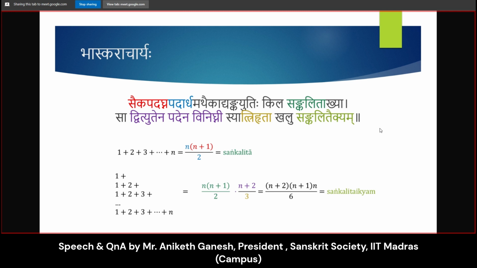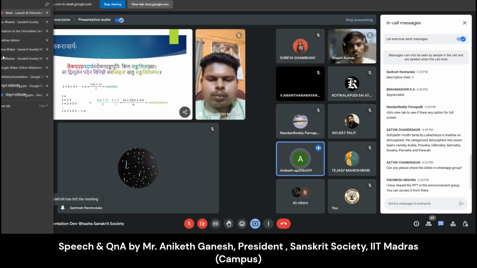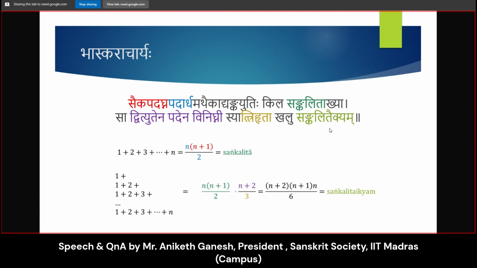This same Sankalita that we have obtained, Sa Dviyutena Padena Vinighni. That Sankalita which you obtained, multiply with Dviyutena Pada, that is pada added with 2, multiply it with n plus 2. Trihrita means divided by 3. This is called Sankalitaikyam, the Sankalita of the Sankalitas.